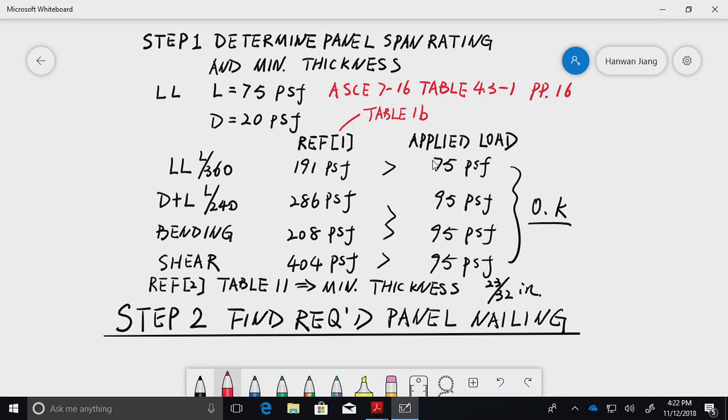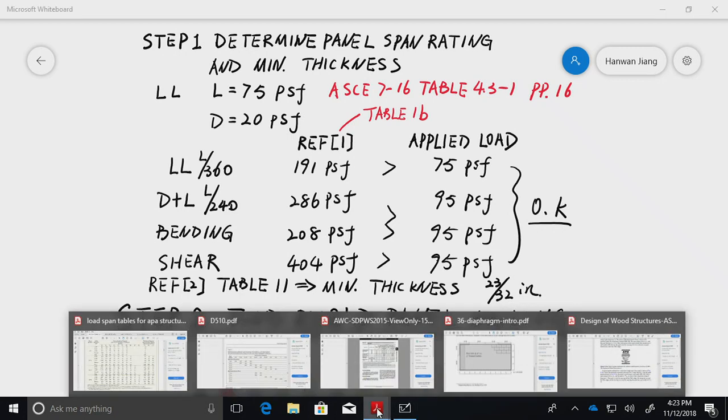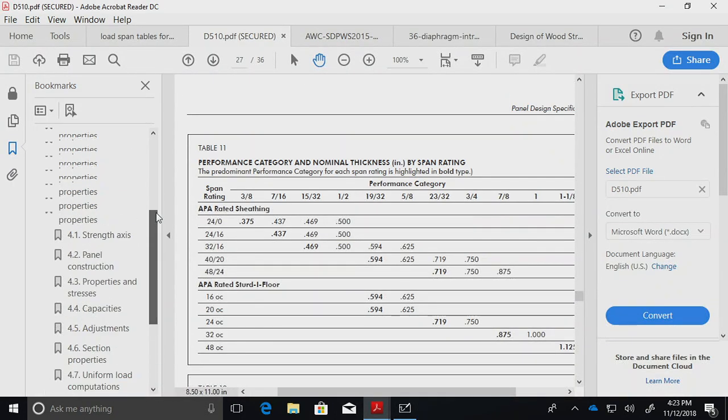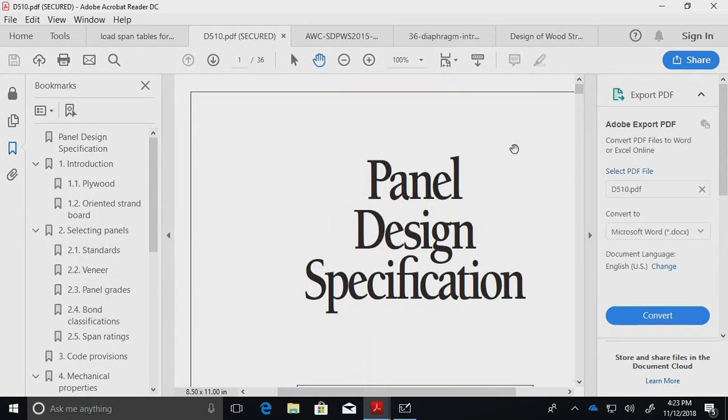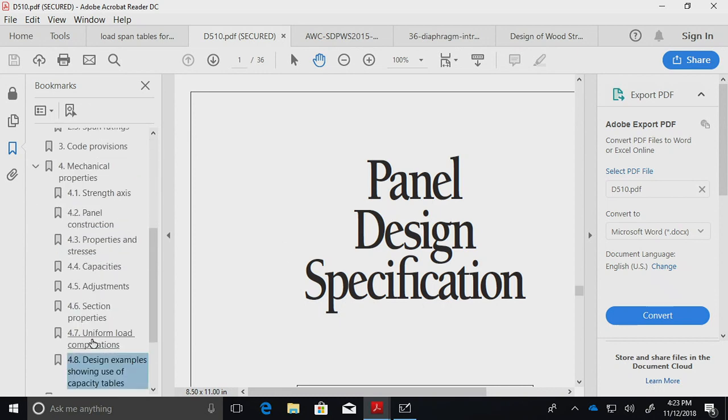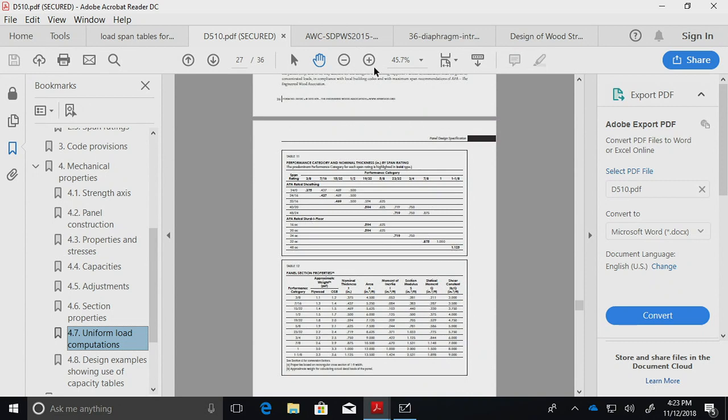Applied live load 75 psf, total load 95 psf. So the allowable uniform loadings are all greater than the applied loads, so we're okay for the loading capacity. And from reference 2, table 11, so this is reference 2, right? From reference 2, the panel design specification, table 11.